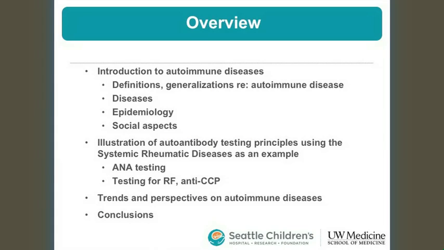I'll explain why laboratory testing for these diseases is increasing and will probably continue to increase because of Google and social networking. Then I'll illustrate autoantibody testing principles using the systemic rheumatic diseases as an example, with lupus being the prototype for the systemic rheumatic diseases, and I'll specifically talk about ANA testing, rheumatoid factor testing, and testing for anti-CCP. A little bit on trends and perspectives, and I'll conclude.